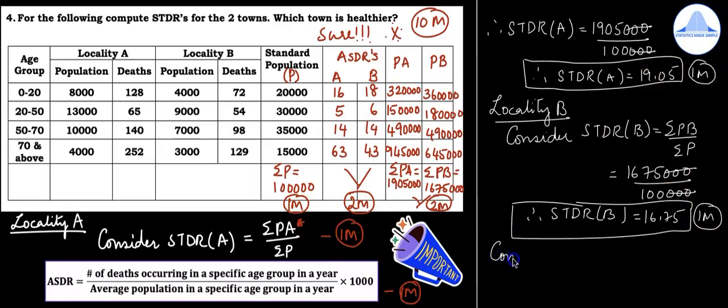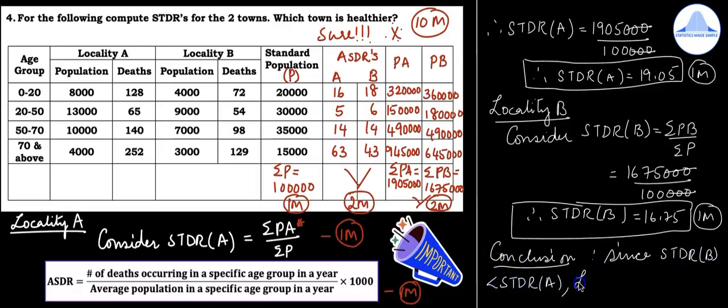Now the last part is the conclusion. Since STDR of B is less than STDR of A, locality B is healthier.